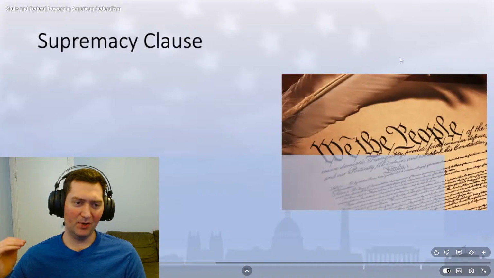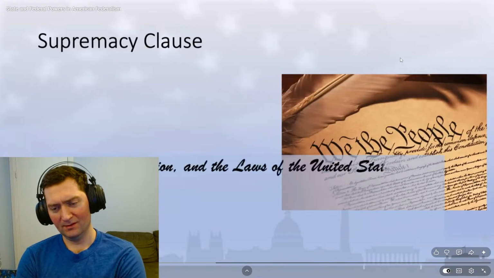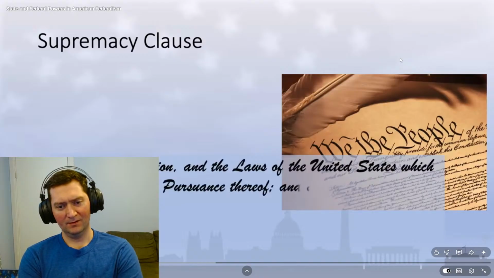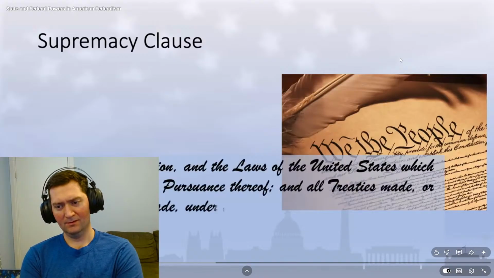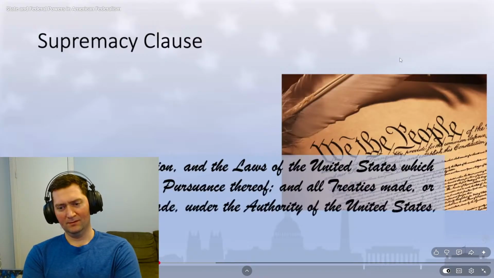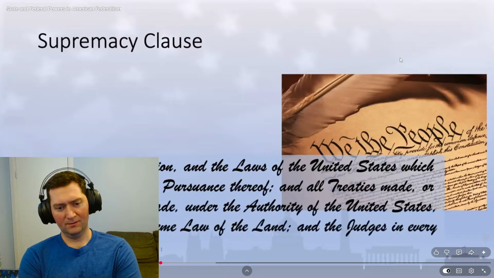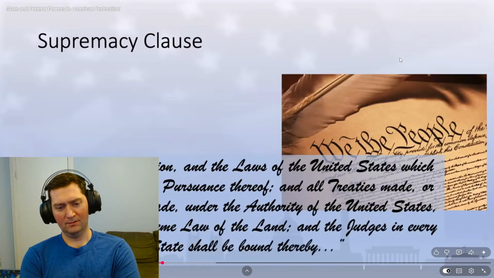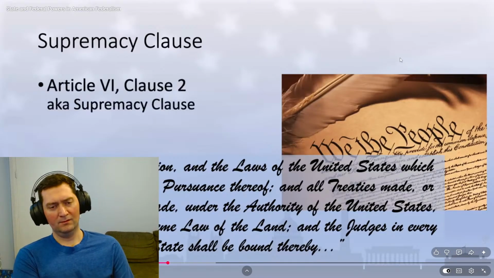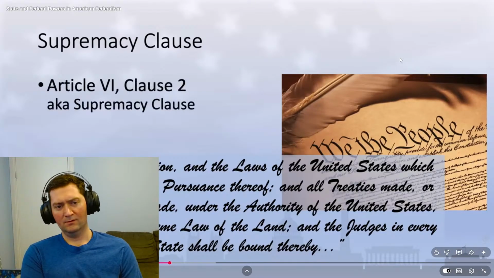Clause 2 of the Constitution provides that this Constitution and the laws of the United States which shall be made in pursuance thereof, and all treaties made or which shall be made under the authority of the United States, shall be the supreme law of the land, and the judges in every state shall be bound thereby. This is often referred to as the Supremacy Clause. It's intended to ensure that federal law takes precedence over conflicting state laws.